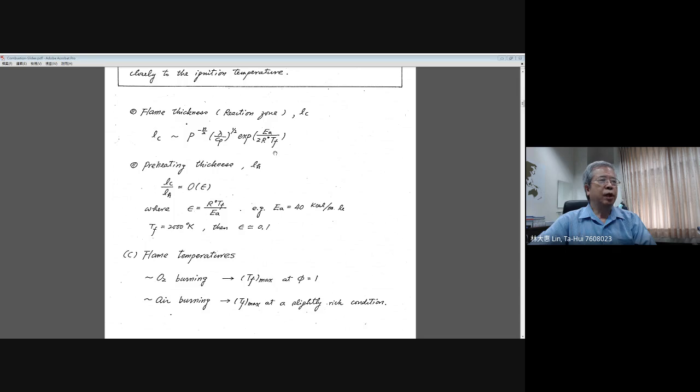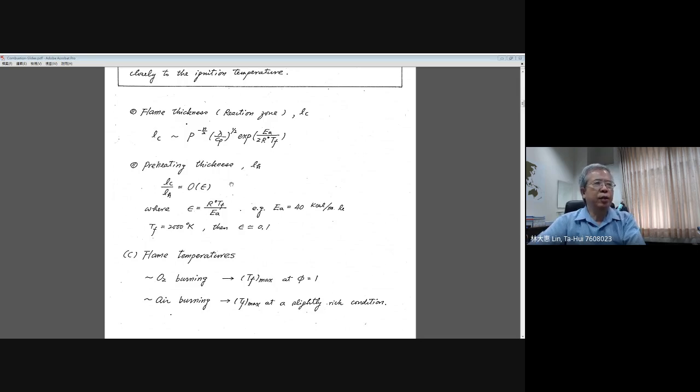Now we go to another thickness that needs to be compared with the flame. We call this polyethylene thickness, basically the thickness of your polyethylene zone, meaning the temperature increase from the initial point up to the flame temperature, okay, or ignition temperature. The thickness of this polyethylene zone is larger than that of the flame thickness. And they have some comparison.